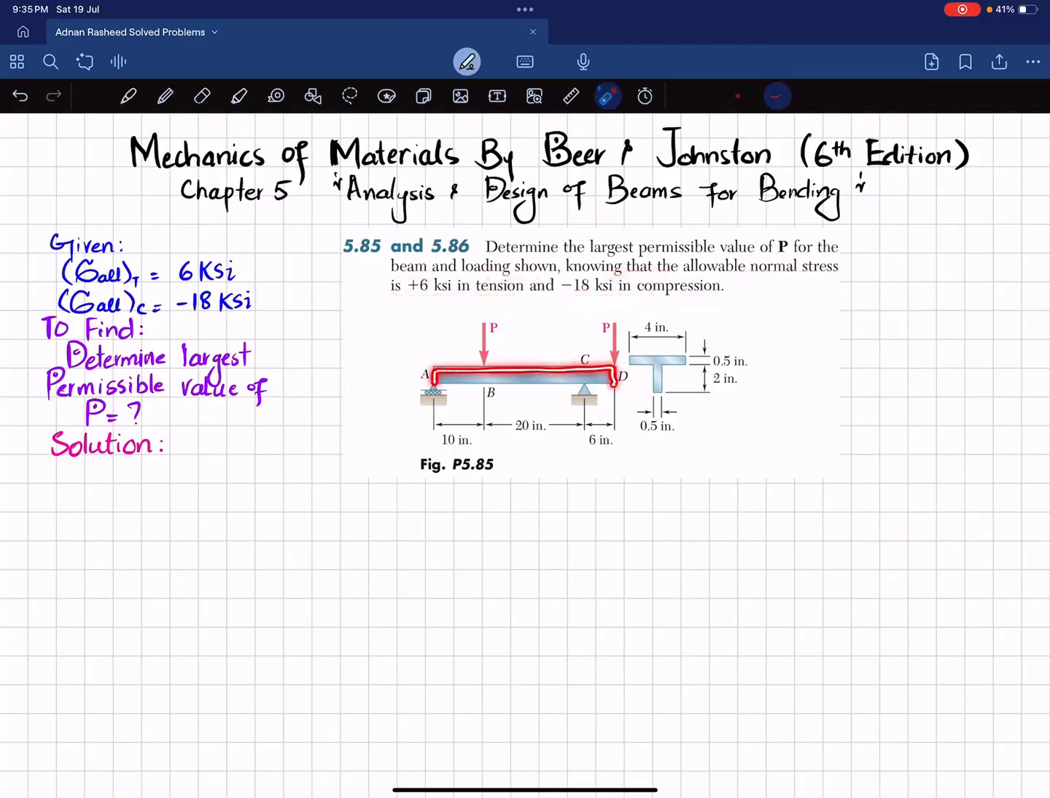So this is the beam, and that is overhanging beam with a point load of P at point B and at point D. The cross section of the beam is shown. So you have to determine the largest permissible value of this P. So let's start with the solution.